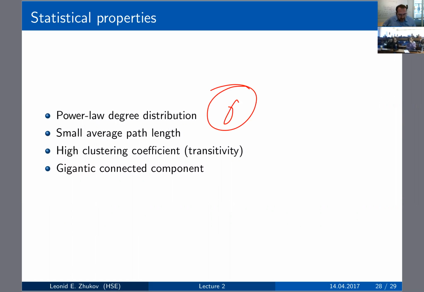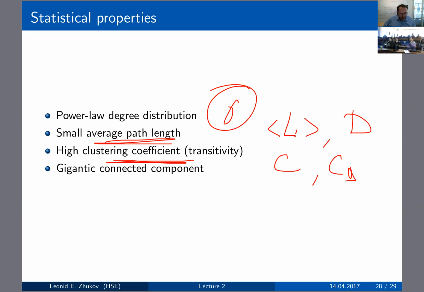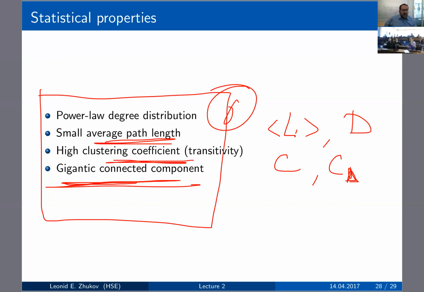We talked about average path length, right? So we define this average path length and diameter, and we notice that in all those graphs, average path length is small. We talked about clustering coefficient, and we say there are two of those clustering coefficients, local and global, and we see that in social networks they're pretty high. And we also notice that quite often we deal with gigantic connected components, when one component is much larger than the other. So these are the key properties of the complex networks, social networks that we're going to work with.